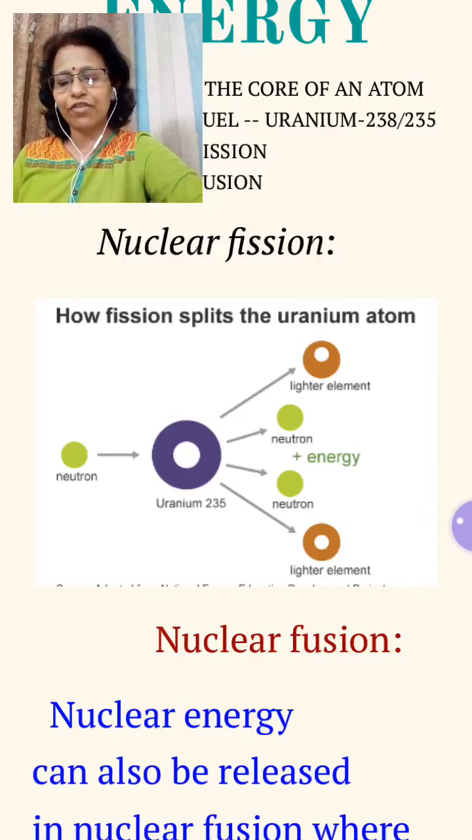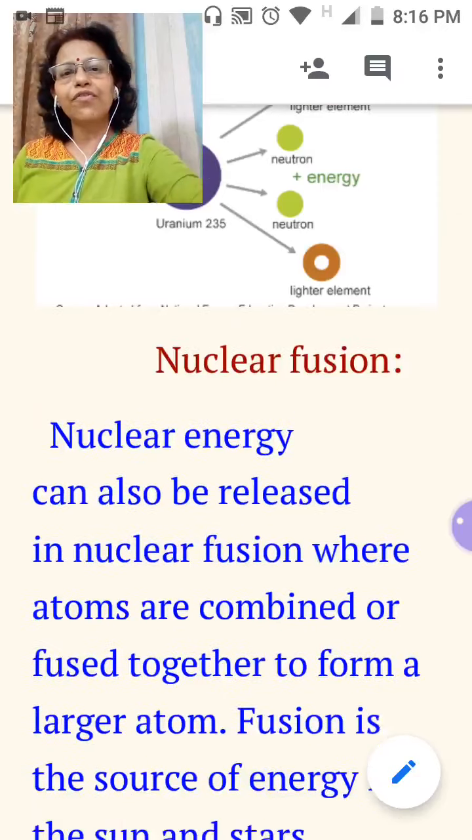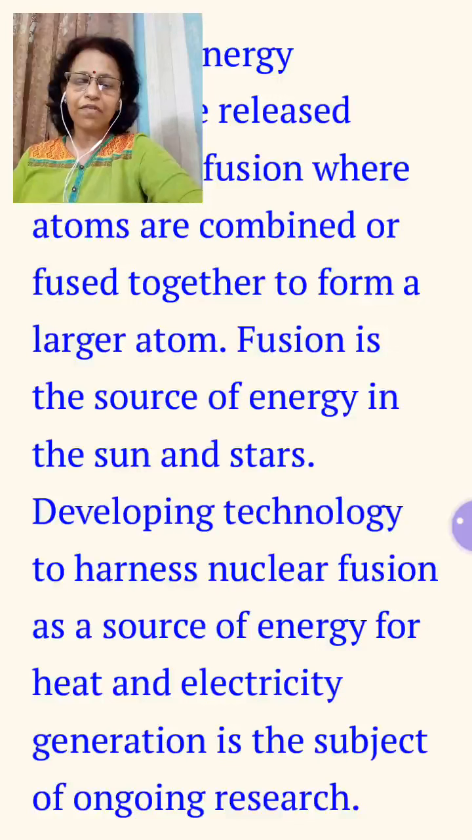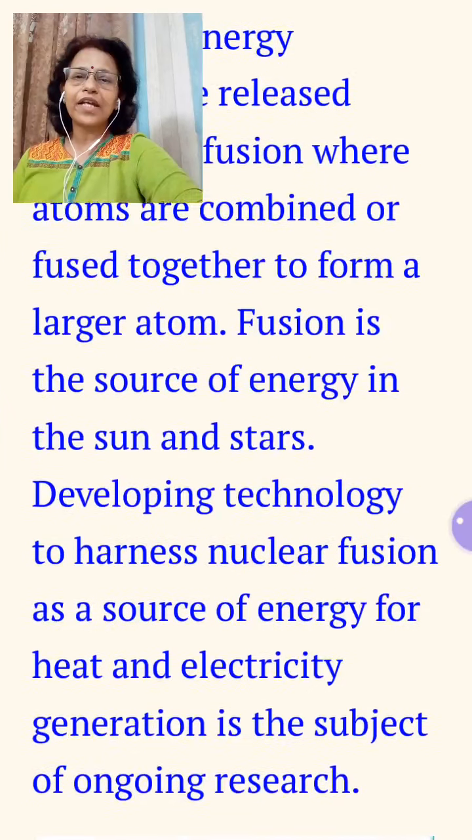Another reaction, the second reaction, is the nuclear fusion reaction. Normally nuclear energy can also be released in nuclear fusion, where atoms are combined or fused together to form a larger atom. Fusion is the source of energy in the sun and stars. As you can see, a huge amount of energy is released during fusion. An example is when two isotopes of hydrogen are fused together and they form helium. So this is the source of energy in the sun and stars.